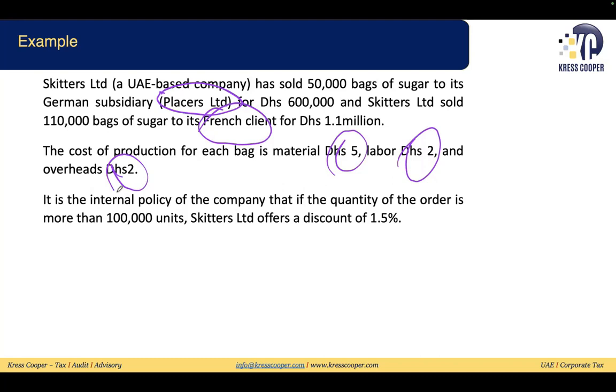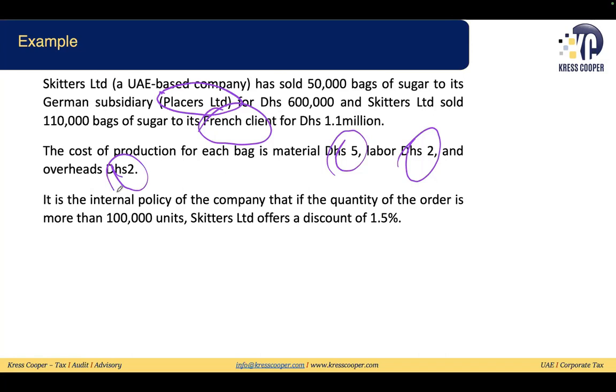So 50,000 bags have been sold to the Germans for 600,000. 600,000 divided by 50,000, the price will be 12. 12 is the sales price whenever the sugar is being sold to the related party. The price is 12 dirham per bag. So production cost is 5 plus 2 plus 2, which is 9. So 12 minus 9, 3. 3 is my net profit.